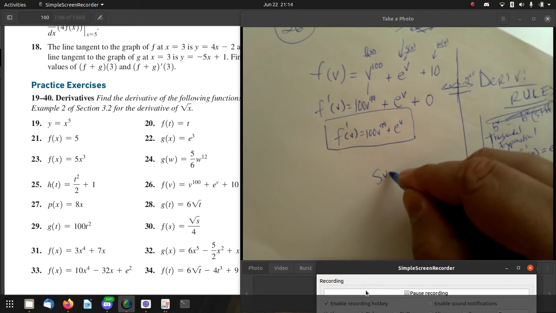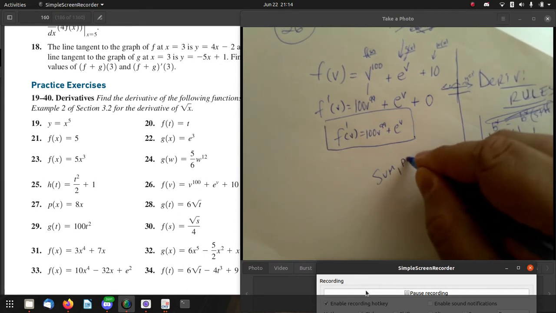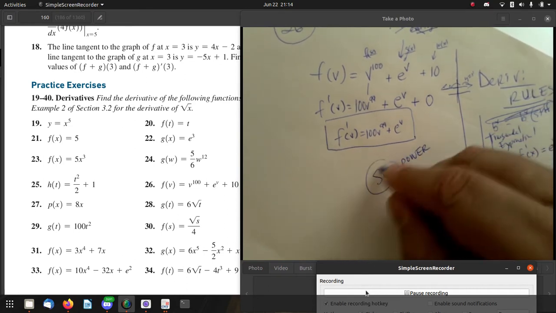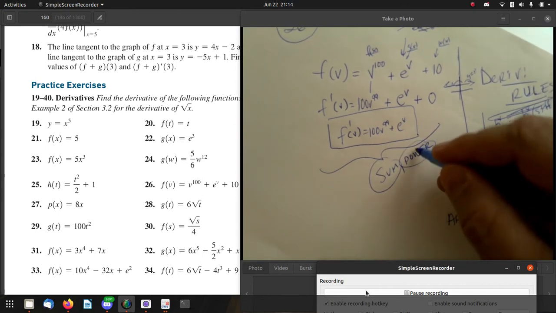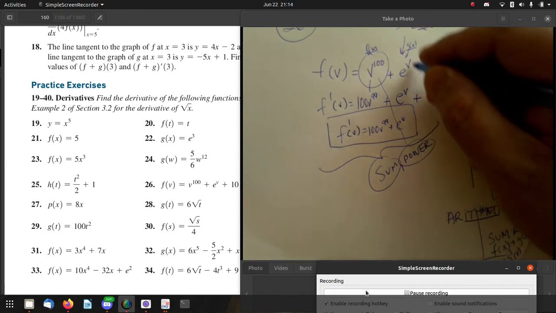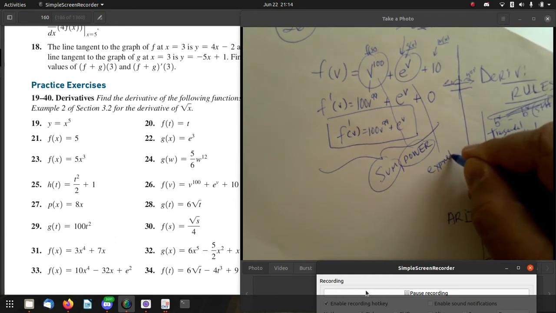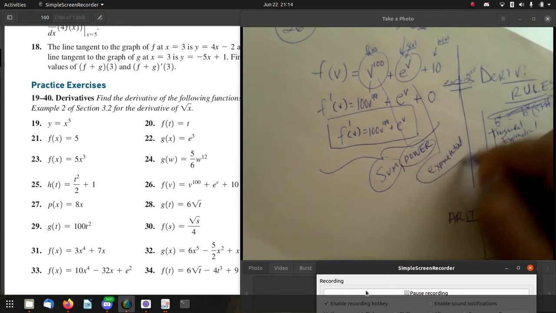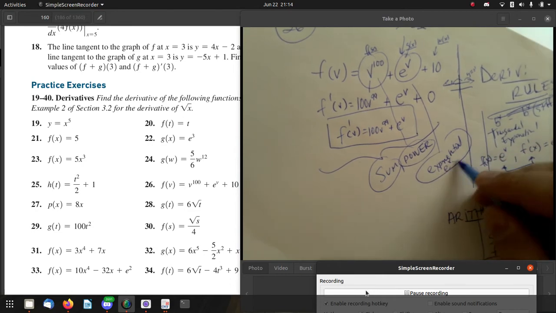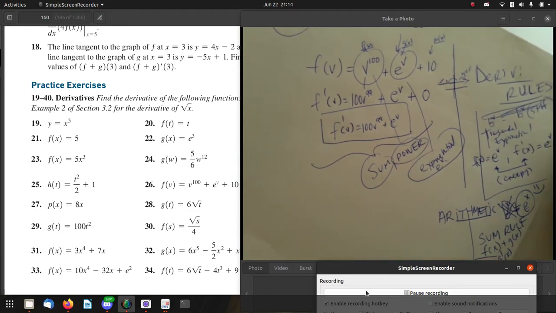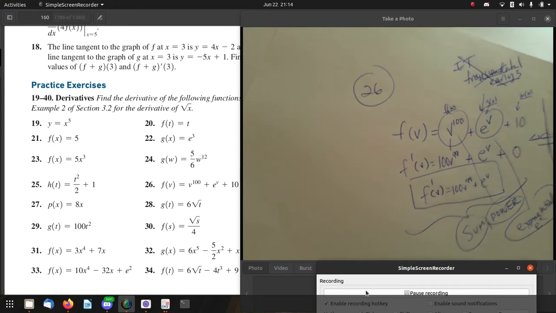So we use the sum. We use the power rule. Okay, the sum was to do the whole thing. The power rule was for that part. And then the exponential base e rule was for the other one, whatever they call that silly thing. Exponential e to the x rule for that. And there we go. And so that's done.